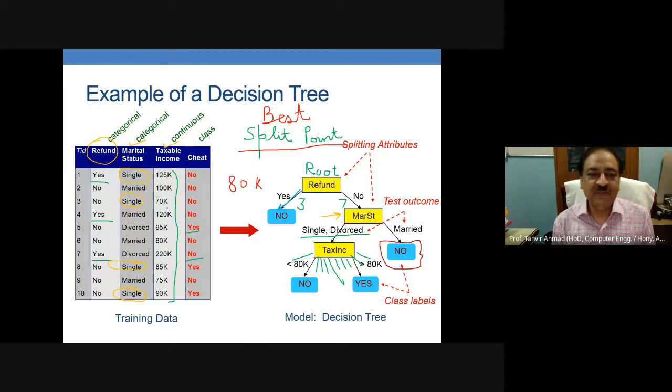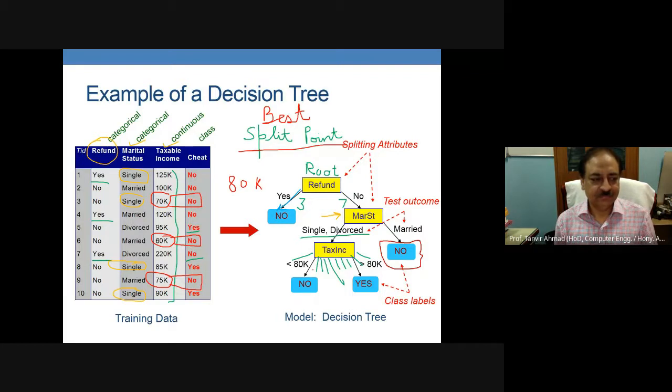Now, which are the ones which are less than 80K? This one and this one. The 3 ones. And you check the corresponding records over here. What did you get? What did you get over here?